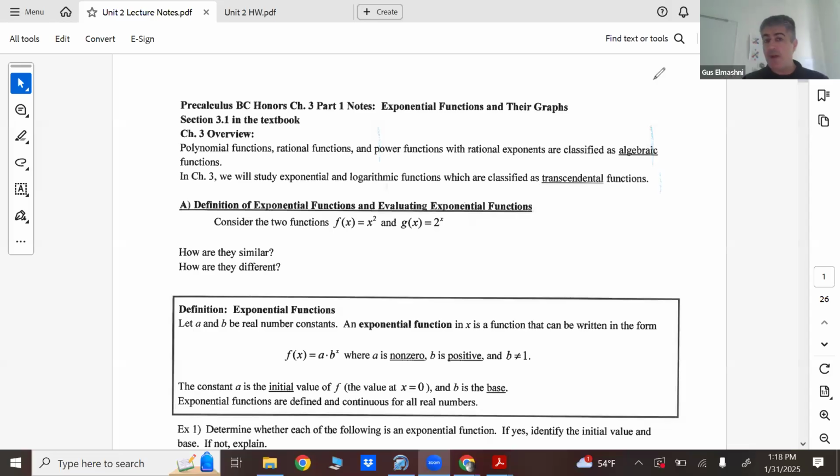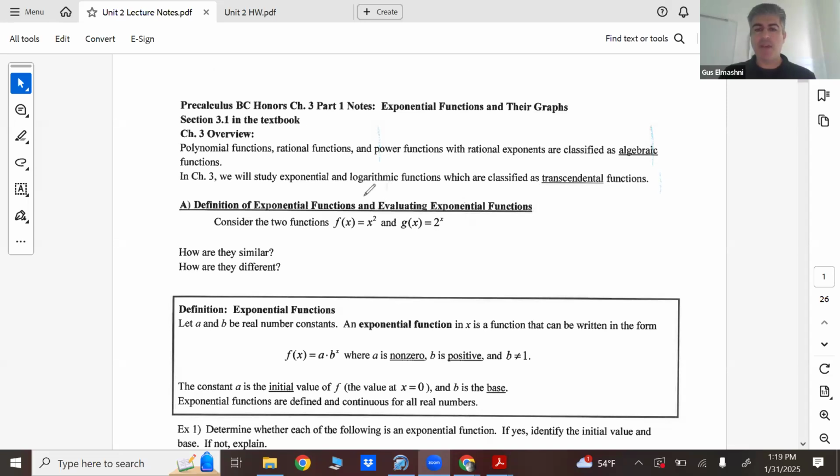So we've talked about polynomial and rational functions. We've talked about power functions, rational exponents. I guess those are all called algebraic functions. These are called transcendental functions. I never called them that. Transcendent, whatever. They're still algebraic in my eyes. But how are they different?